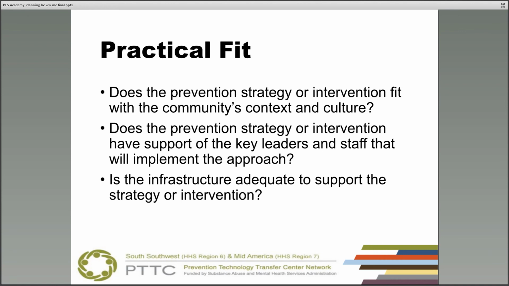And when you talk in implementation, which is your next step of the strategic prevention planning process, you're going to hear about something called fidelity. You probably are very, very familiar with that, but you need to have an infrastructure that's going to be able to implement with fidelity. Again, if you don't have that, then you may greatly impact your ability to be effective.